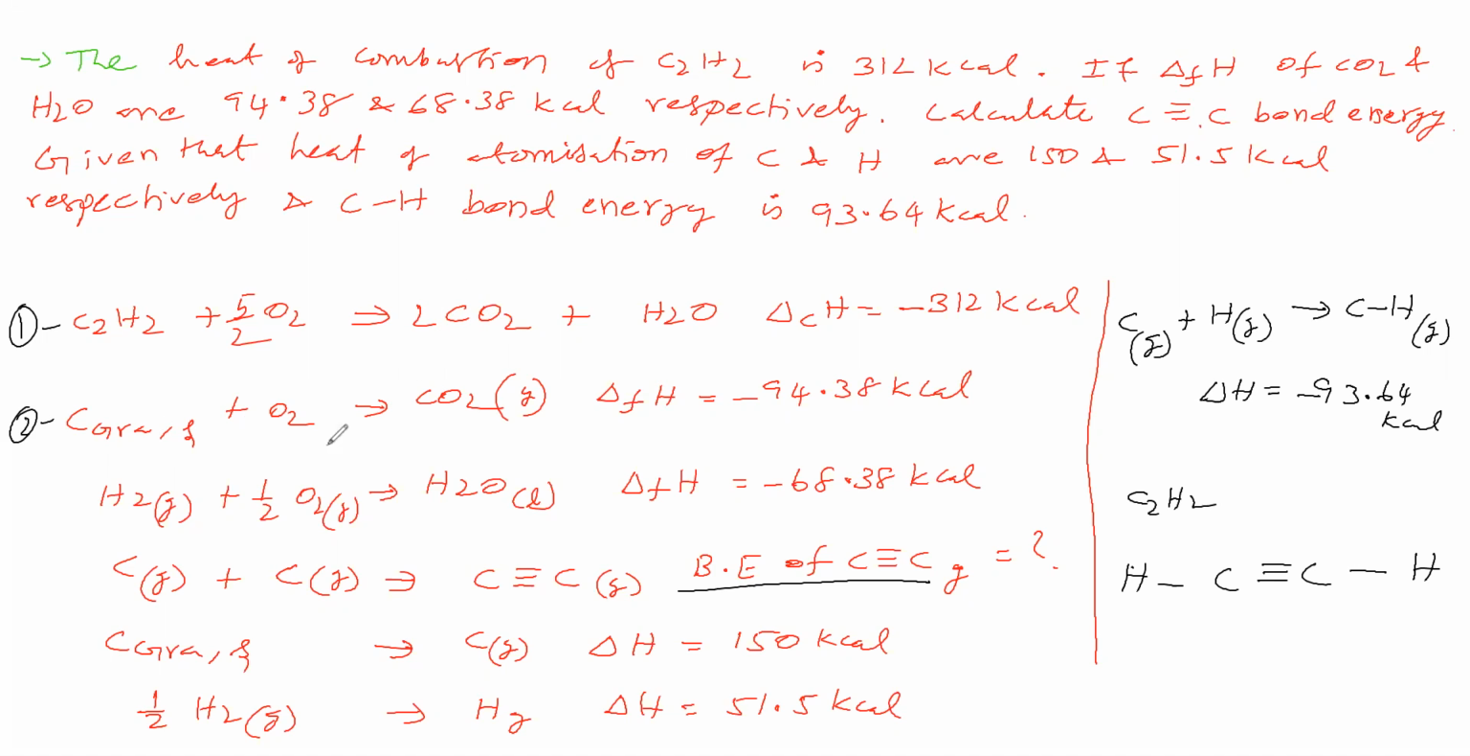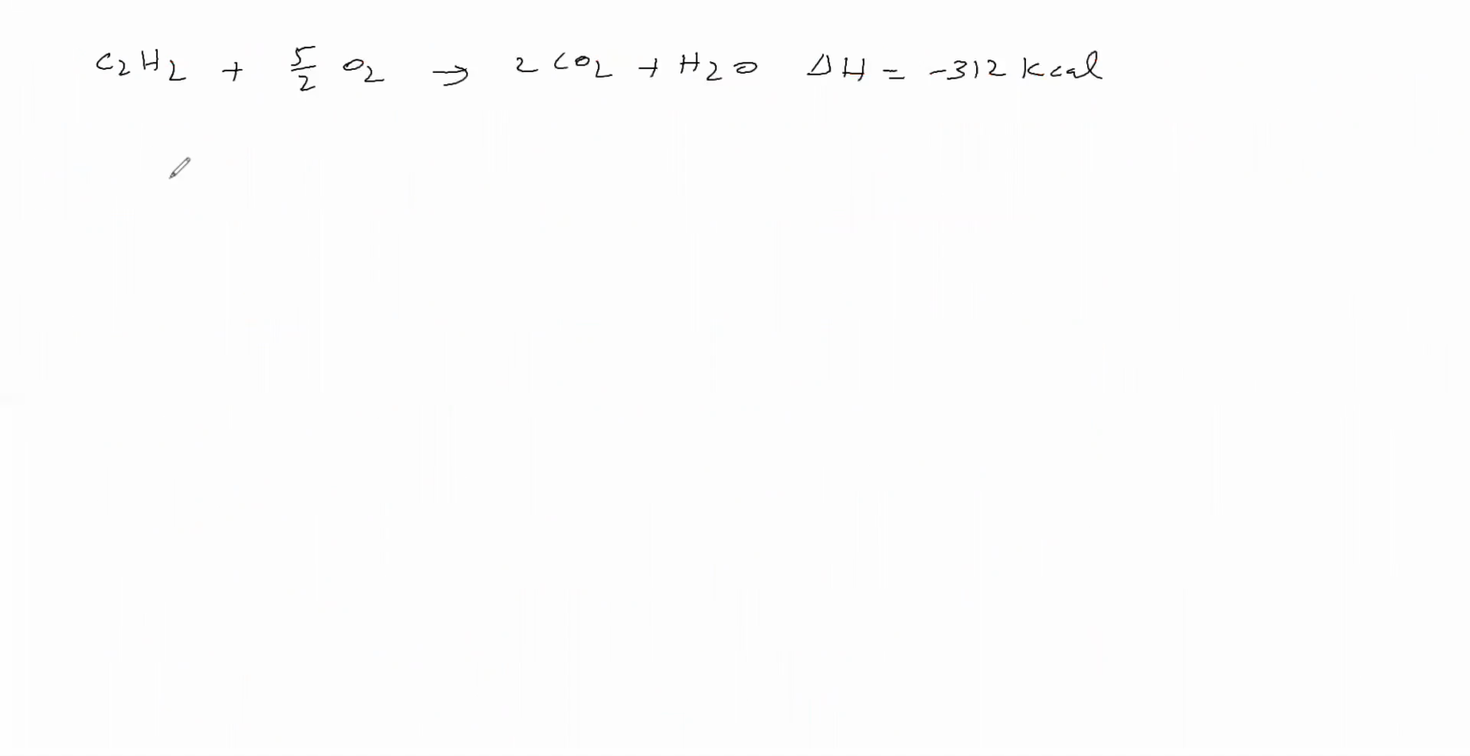Therefore, let us reverse this second equation. So what we will get is carbon dioxide gas gives carbon graphite solid plus O2 gas. Here delta H is plus 94.38 kilocalories, because we have reversed the equation.